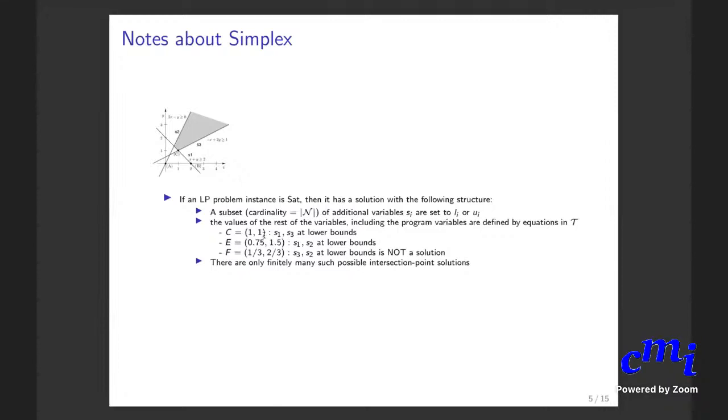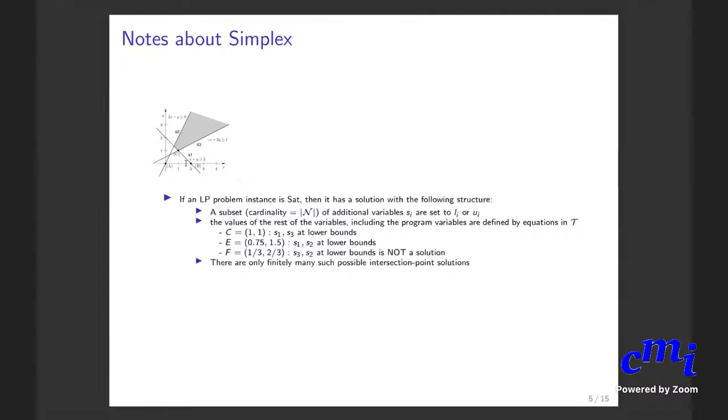Now, there is also another intersection point of S3 and S2, which is right here where I point the cursor, which I've named F, and that is not a solution. So not all combinations of these intersection points are necessarily solutions.